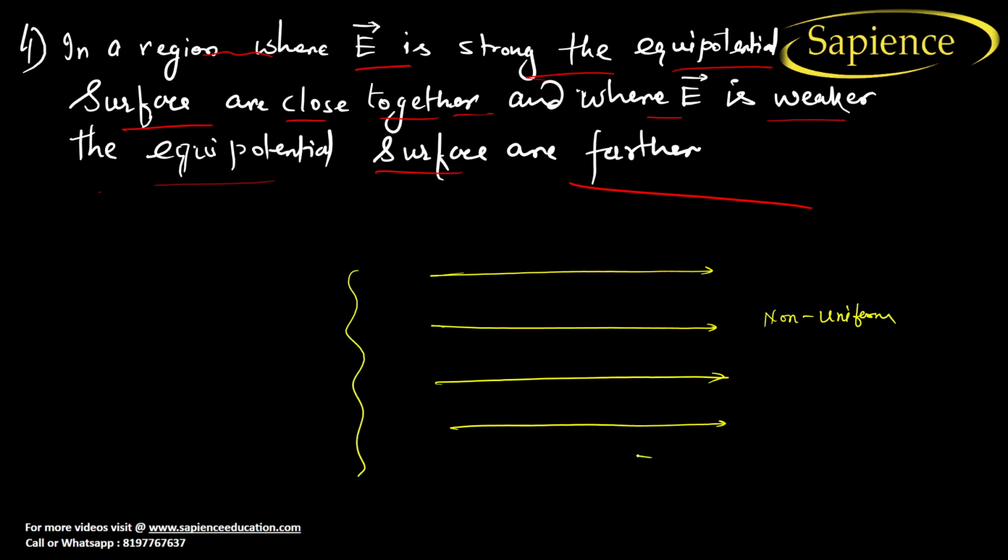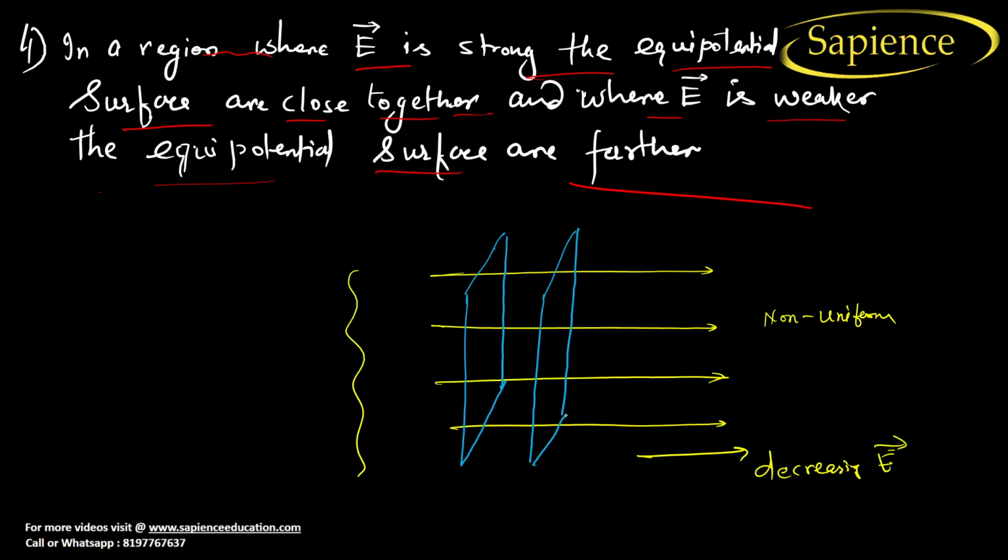So what will happen in this direction? The electric field is decreasing. When you consider any equipotential surface, how will you draw this? Let us consider an equipotential surface like this, another equipotential surface, and the gap, try to understand here, this is your gap.